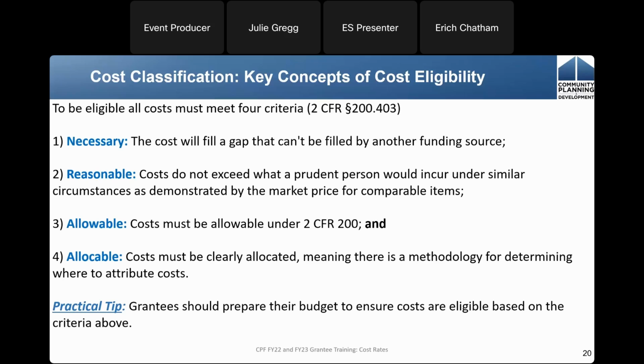We have a few practical tips at the bottom of several slides throughout the presentations today. And here, the grantees should prepare their budget to ensure all costs are eligible based on the above criteria. So as you're doing your line item budget for your final grant agreement, be confident that you will be able to substantiate necessary, reasonable, allowable, and allocable.